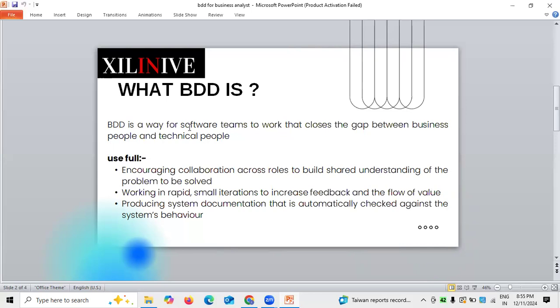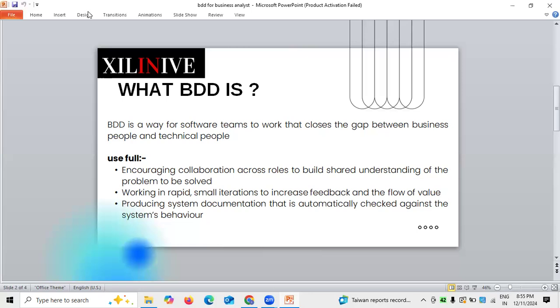This is majorly useful to encourage collaboration across different roles, to build a shared understanding of the problem that is to be resolved. Next, we work in rapid small iterations, which increases feedback as well as the flow of value. Next, it produces system documentation which is automatically checked against the system behavior. Because understanding the behavior of the system is one of the key and important aspects to be known. So these are the usefulness we can see when it comes to behavior driven development.